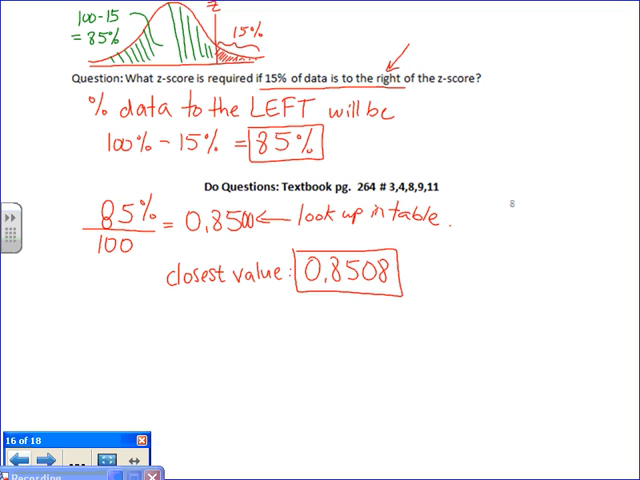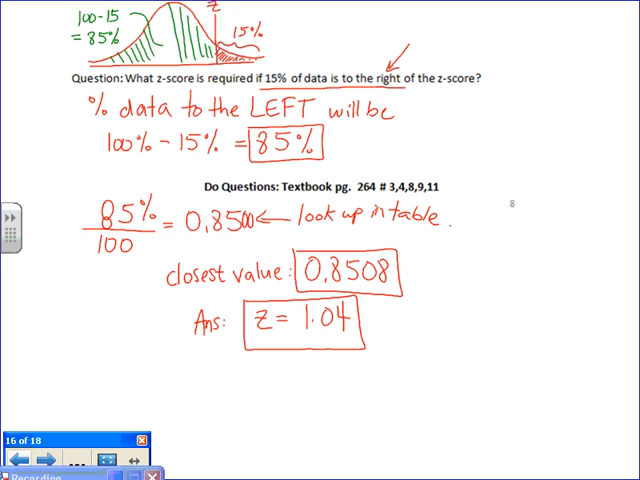Let's figure out what the z-score is for that. I look to the left to get my first two digits, it's 1.0, and I look up to the top and I see that the second decimal place is 4, and that's my answer. So a z-score of 1.04 will have 85% of the data to the left and 15% of the data to the right.